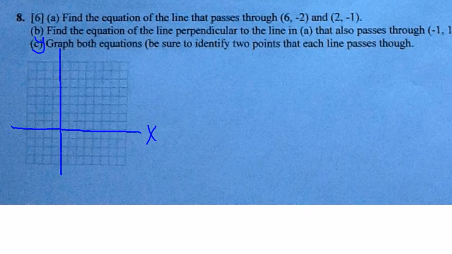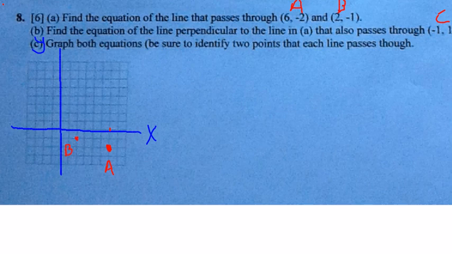Now I'm going to go to (6, -2) and put a dot. Part C says to graph them, so I'm just going to graph them as I move along, and I'm finding the different parts of the slope and all that. I go 1, 2, 3, 4, 5, 6 to here, -2. So I put a dot. Call this A, B, and C. So that's A. Now B is at (2, -1), so I go over 2, down 1 from the origin, put a dot here, and call that B.